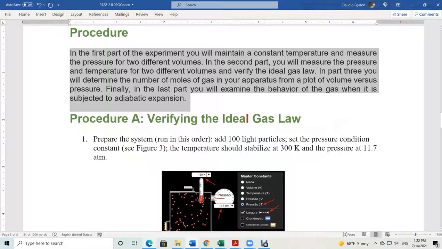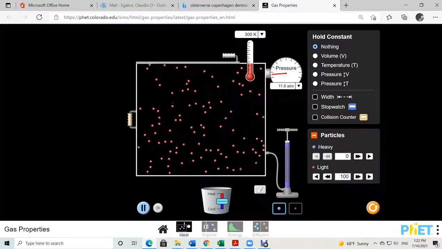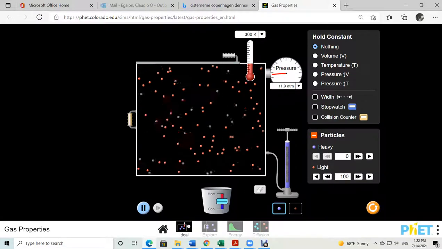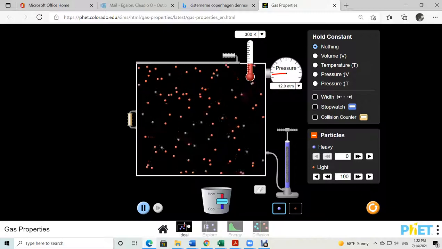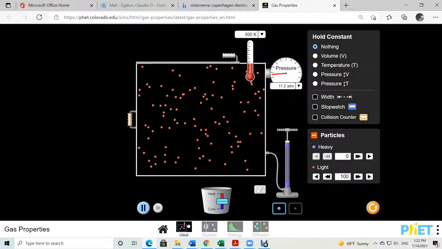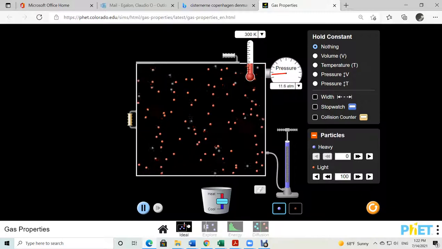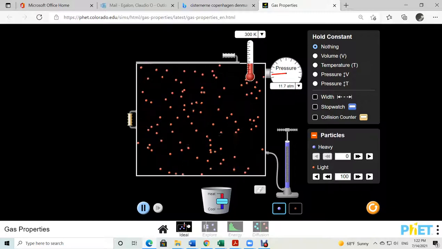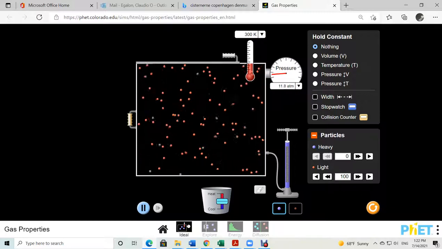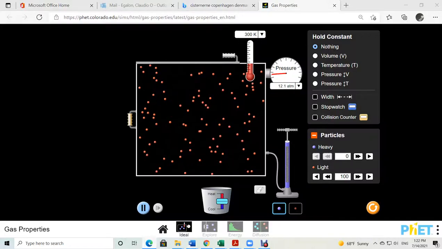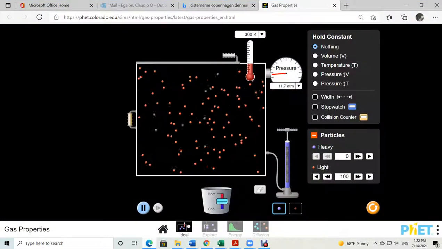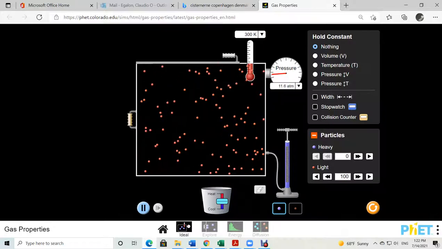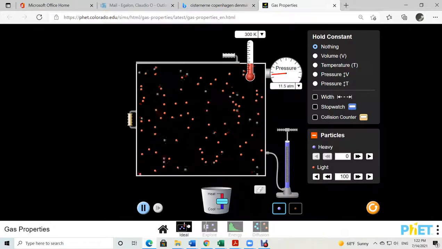Temperature should stabilize at 300 kelvins and the pressure 11.7. Let's take a look at the temperature. Yeah, the temperature is 300. See that? And we have all those particles flying around. The pressure oscillates a little bit, but it's around. Don't expect it to be exactly 11.7. It oscillates between 12.1 and 11.6.